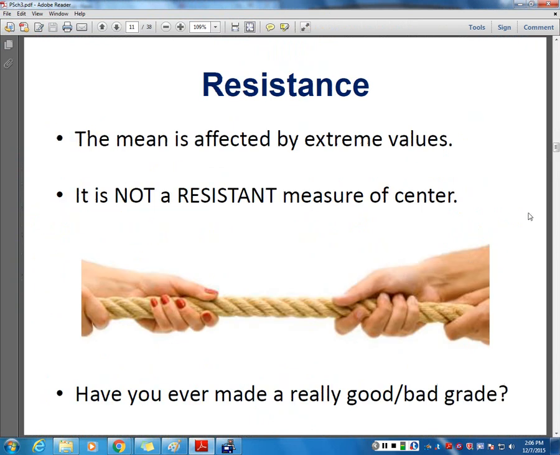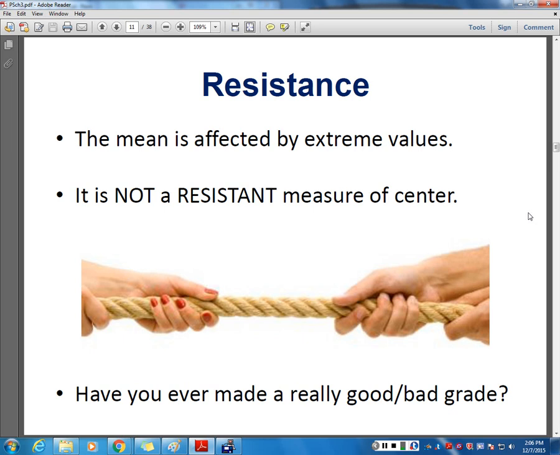A few words about the mean. The mean is affected by extreme values. Have you ever made a really bad grade on a test? What did it do to your overall average? It pulled it down. If you've ever made a really good grade on a project or a test, it pulls your grade up. The mean is pulled around very easily. It gives in to peer pressure.